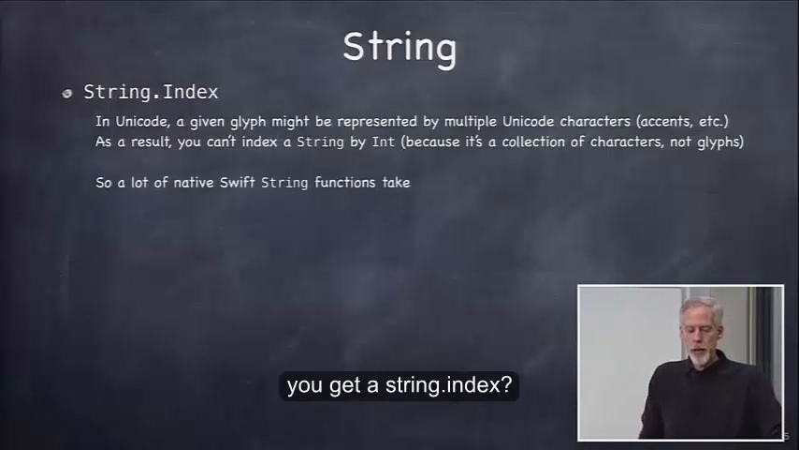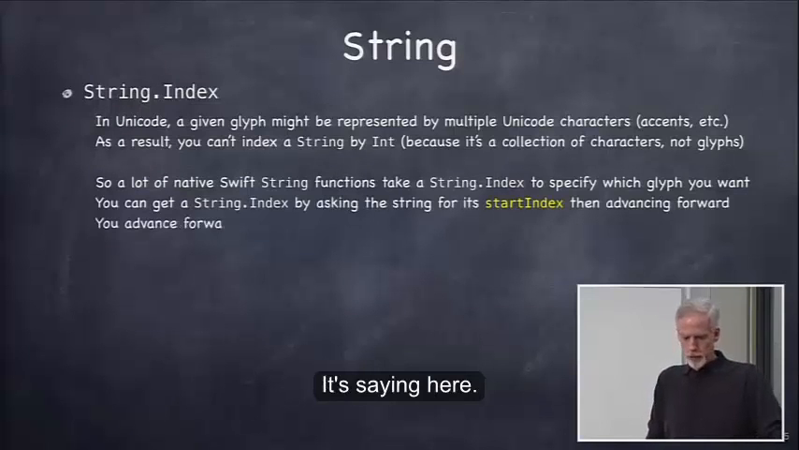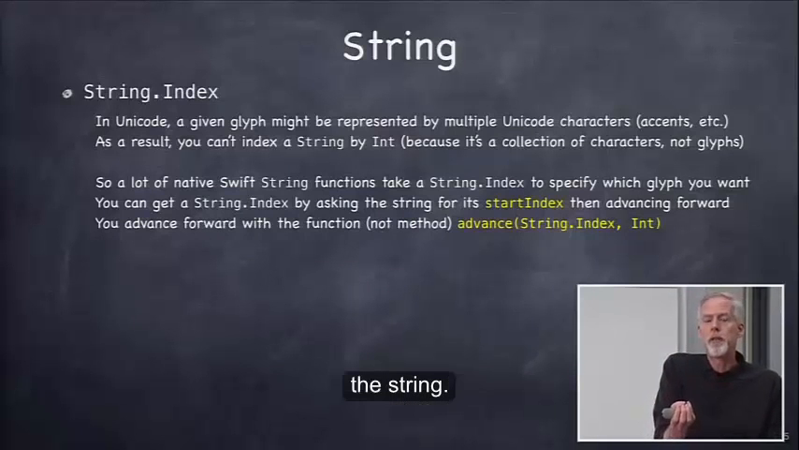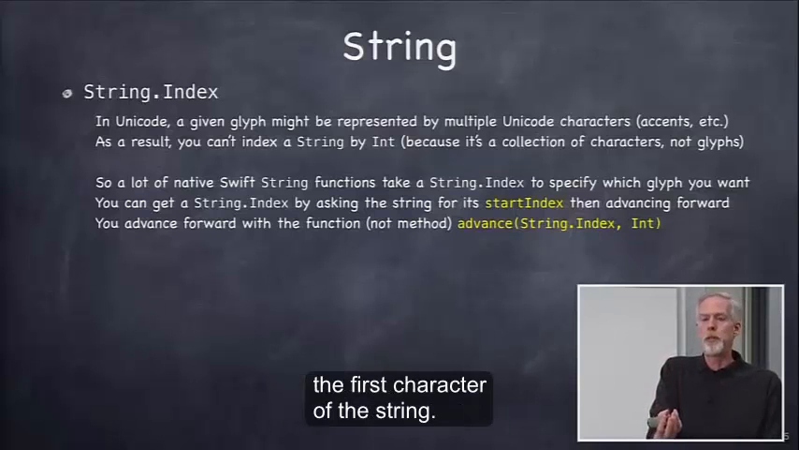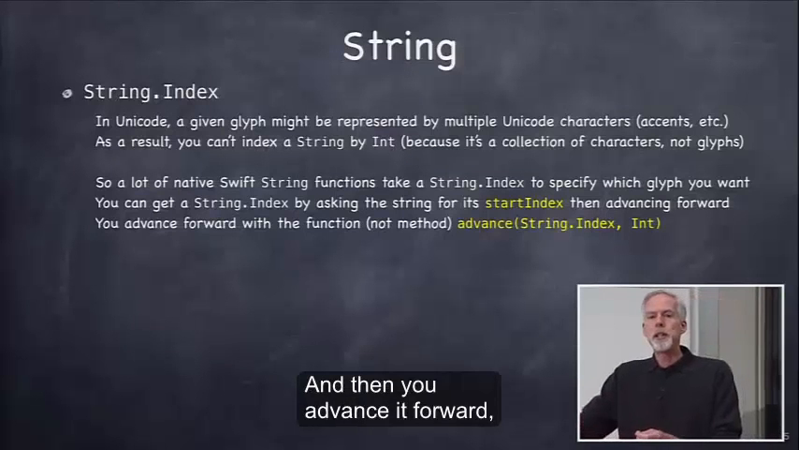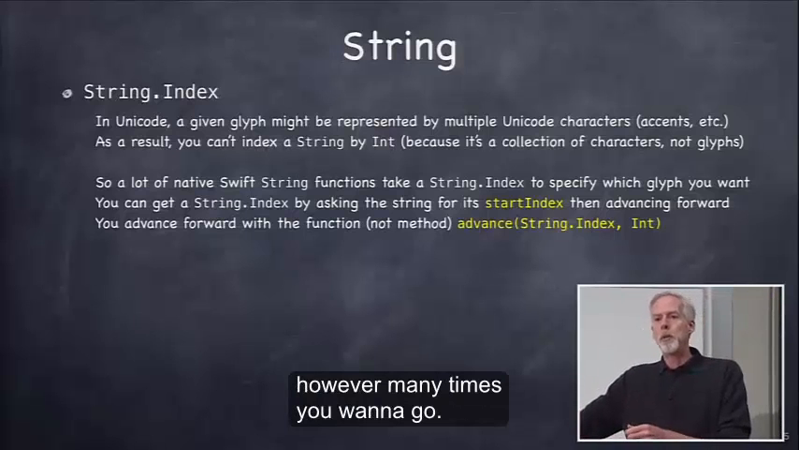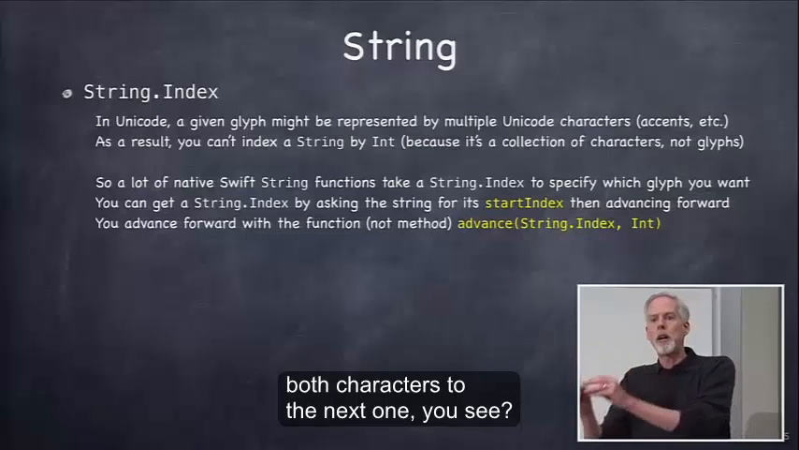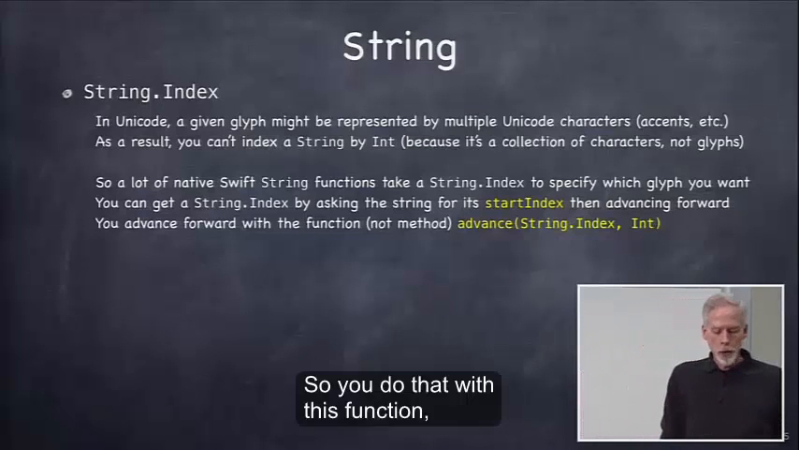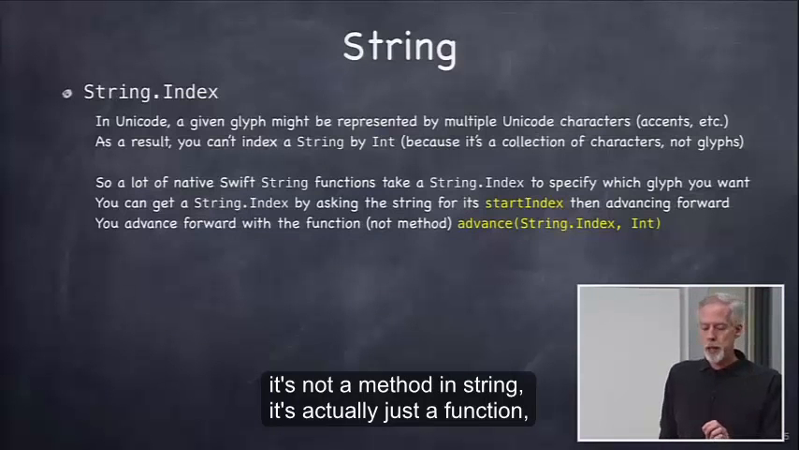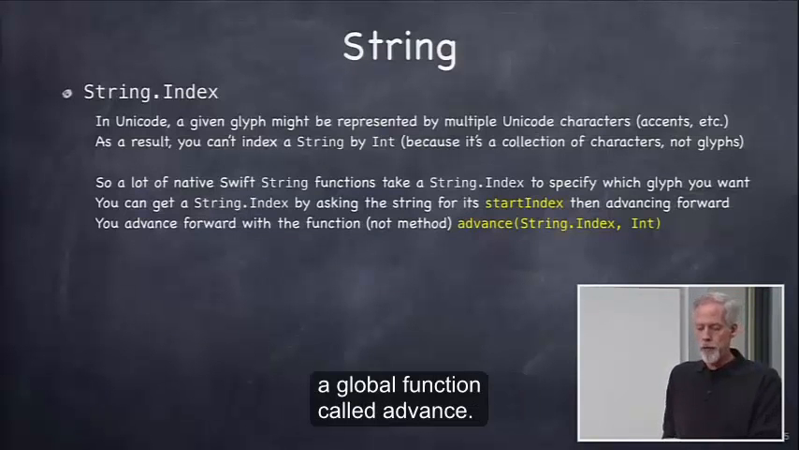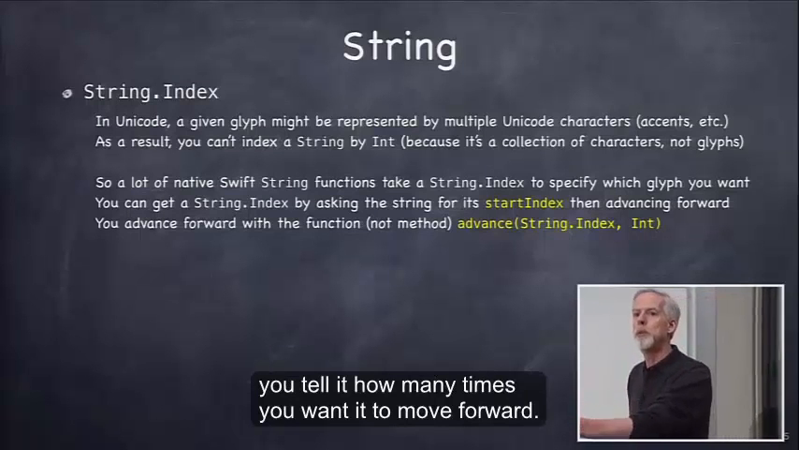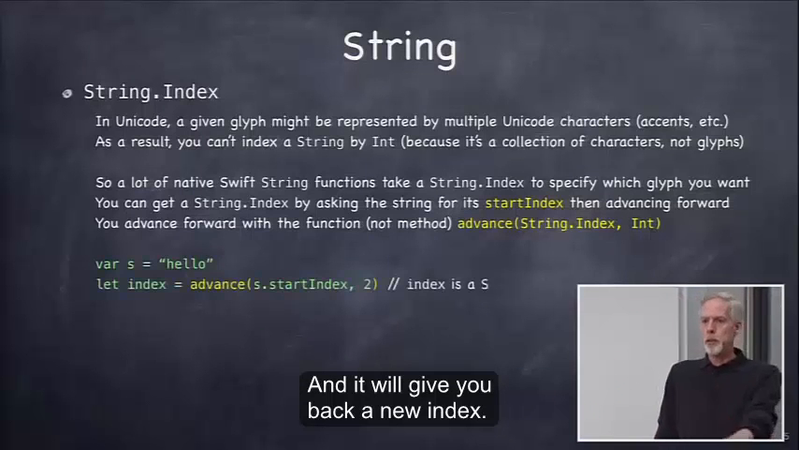Now, how do you get a String.Index? Well, you get a String.Index by getting the startIndex of the string. That gives you a String.Index that points to the first character of the string. And then you advance it forward however many times you want to go. In other words, it'll jump over E accent aigu, both characters, to the next one, you see? You do that with this function. It's not a method in String. It's actually just a global function called advance. You give it the index, and you tell it how many times you want it to move forward, and it will give you back a new index.